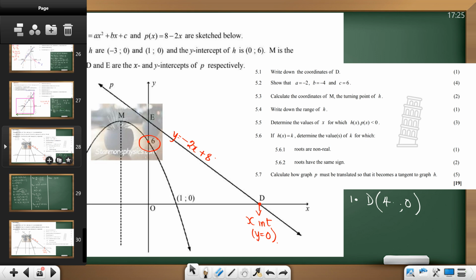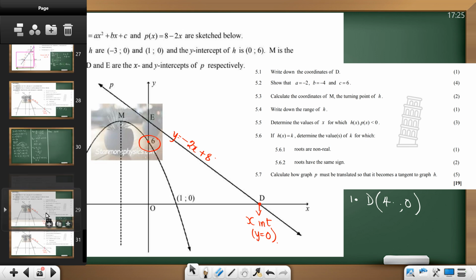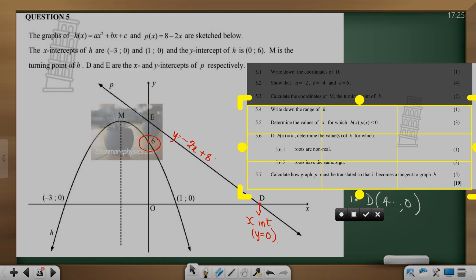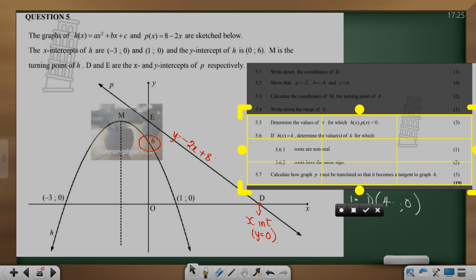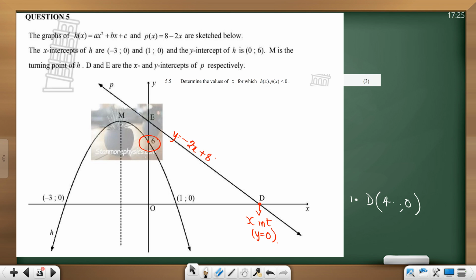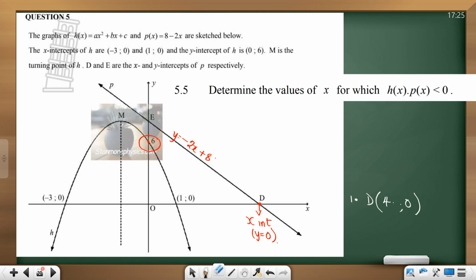I already have a page here, but it's fine. I want to do 5.5 and I want to use the graph. Whenever I see this question, I start interpreting from the right hand side. So the examiner is saying h of x multiplied by p of x, start from the right hand side. Less than 0 means negative.